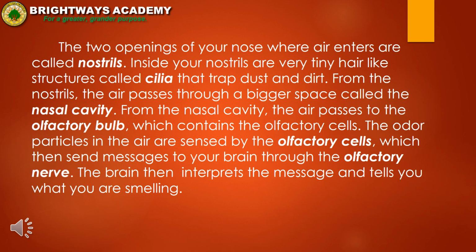The two openings of your nose where air enters are called nostrils. Inside your nostrils are very tiny hair-like structures called cilia that trap dust and dirt. From the nostrils, the air passes through a bigger space called the nasal cavity. From the nasal cavity, the air passes to the olfactory bulb, which contains the olfactory cells.